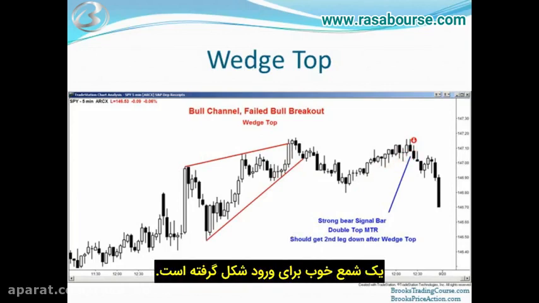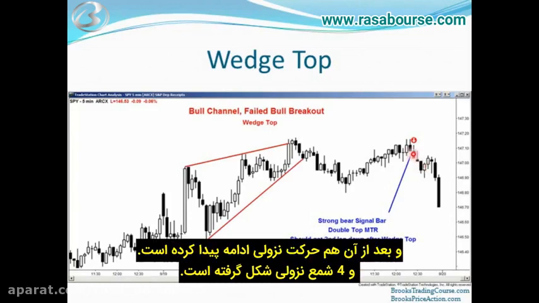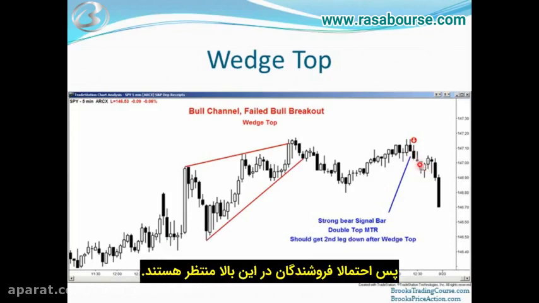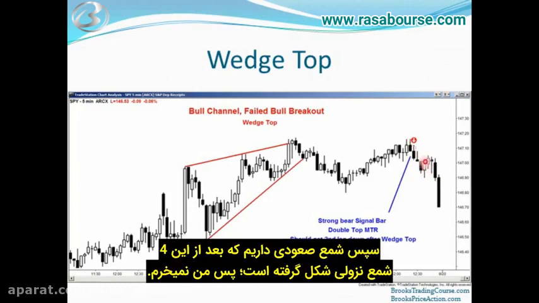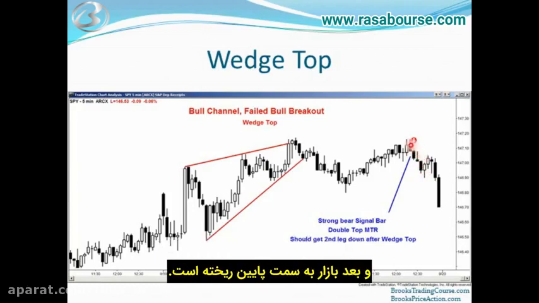We got a good entry bar, decent follow through. 4 bars down, so probably sellers above. I would not buy above that bull bar after these 4 bear bars. And then the market collapsed.